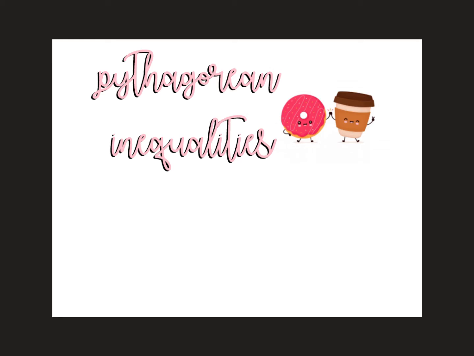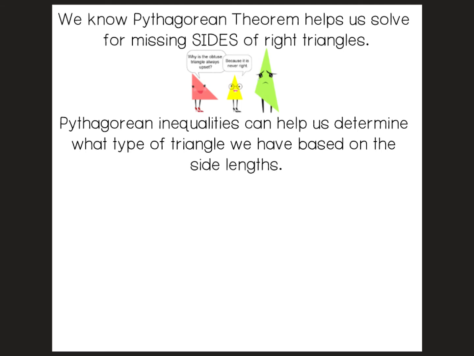This video will go through Pythagorean inequalities. So previously we figured out that Pythagorean theorem helps us solve for missing sides of right triangles. But Pythagorean inequalities can help us determine what type of triangle it is based on the side lengths.